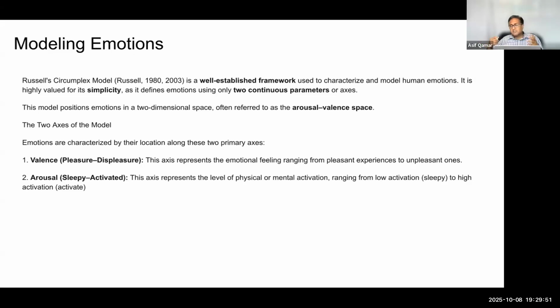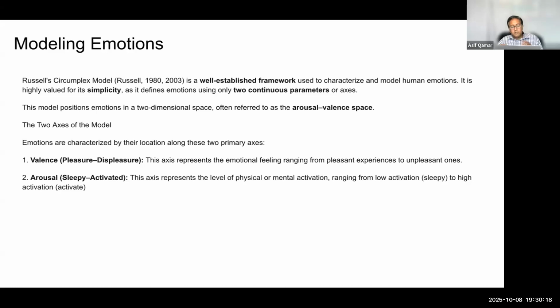And then arousal is the externally visible symptom. If you are angry, you might see your face turn red. That means your arousal is high for that emotion, and your mental state is very disturbed. That is valence. So if you specify any emotion in two dimensions, you can capture the essence of the emotion.